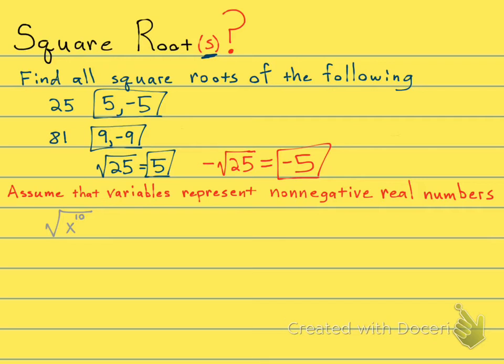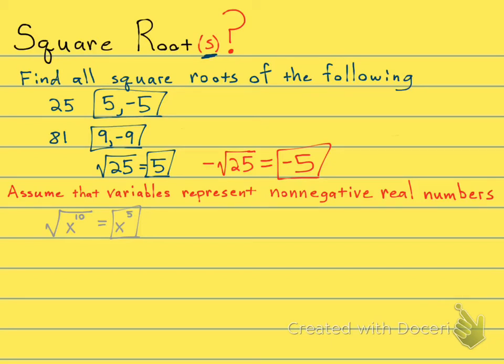Okay, look down here. Assume that the variable represents non-negative real numbers. You'll see this a lot whenever you're talking about variables. And what they're saying here is that you can go ahead and say that this is x to the 5th. You don't have to worry about the case where, what if the x is negative, right?